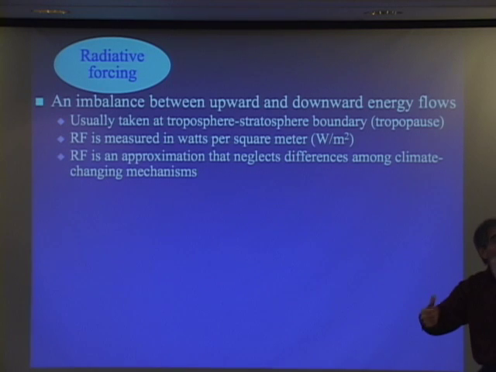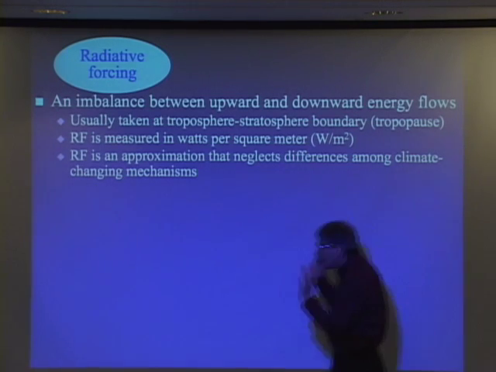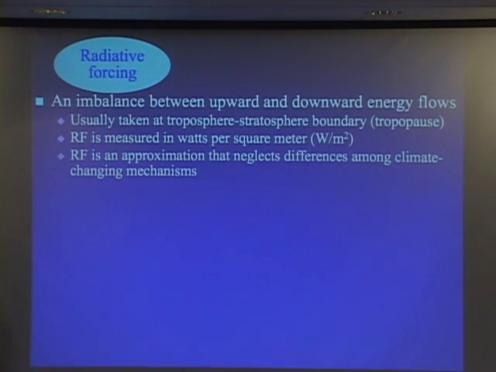Now, in fact, there are measurable differences in those two effects. That's one way we can tell today's warming is caused by the greenhouse effect and not by the sun getting brighter, for example. But the radiative forcing approximation neglects those differences and is just an approximation, but treats all things that upset that balance in exactly the same way.